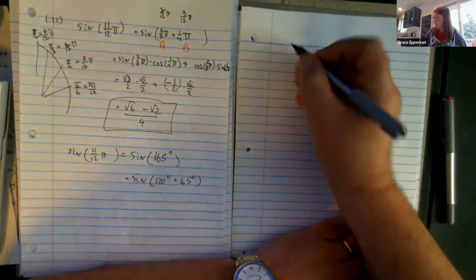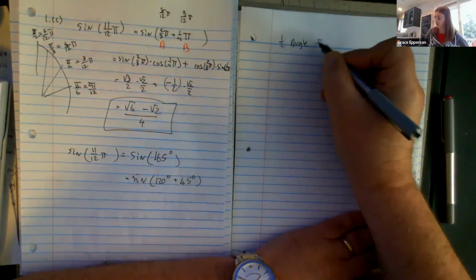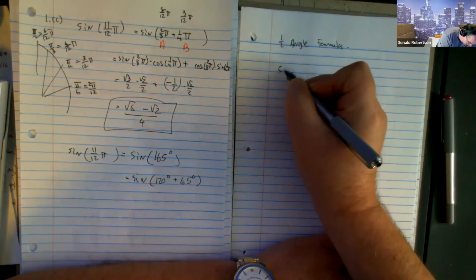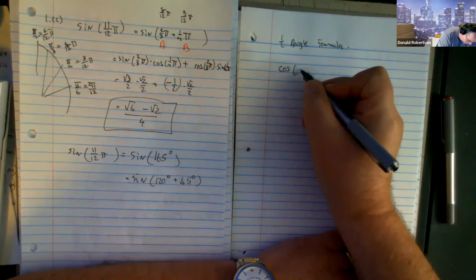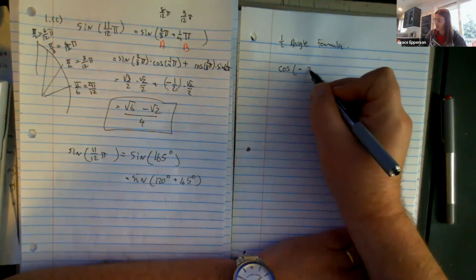It's the cosine of negative 337.5, and they want us to find the exact value using a half angle formula. So it's a cosine of negative, which is a bit unusual. Of what angle? 337.5.